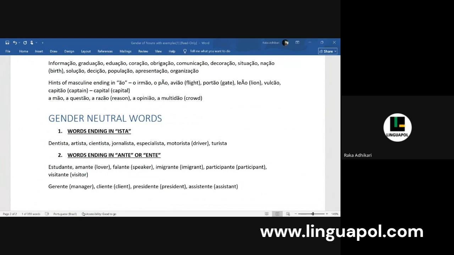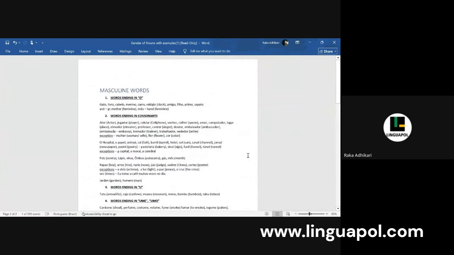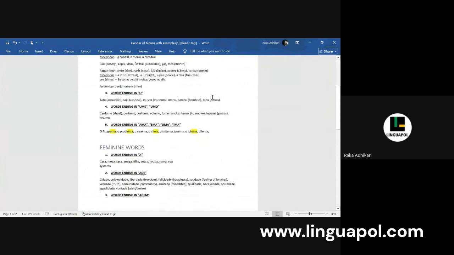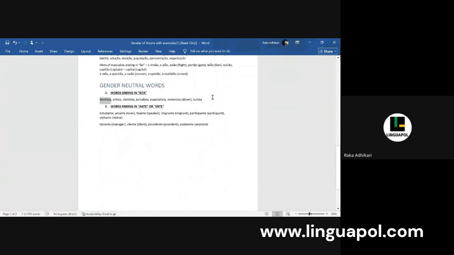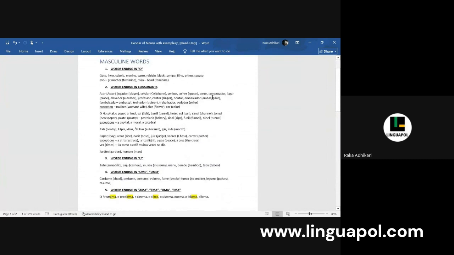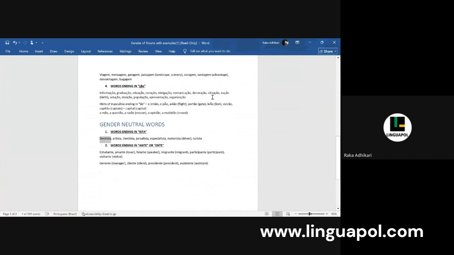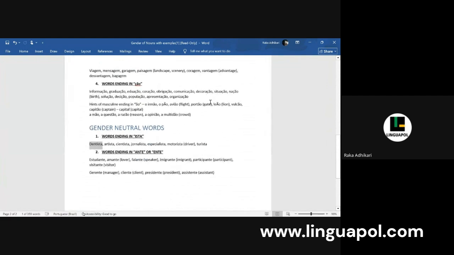So we saw that we will decide the gender of a noun on the basis of its ending. On the basis of ending, it can be either a masculine word or a feminine word, or it can be a gender neutral word. We saw some endings under masculine, some under feminine, and some under gender neutral. So if we can keep these rules in mind, we can decide whether a word is masculine or feminine. Let's conclude this. Vamos concluir a aula.